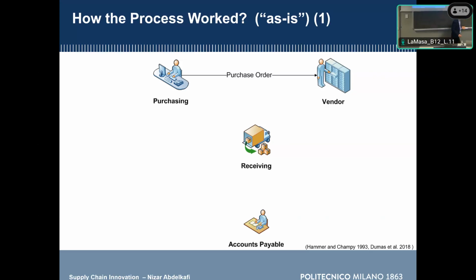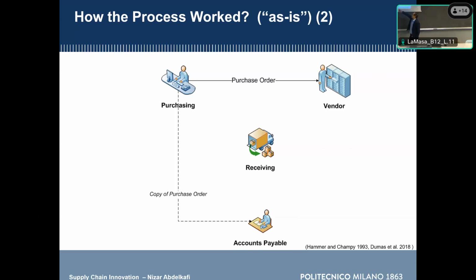Once the purchasing order is submitted to the vendor, then there is a copy of the purchasing order that is going to the accounts payable. So these are the people that will be responsible for the payment of the suppliers afterwards. Seems fine, everything is good. Yeah, please, if you have any disagreement with the process so far, tell me, okay?